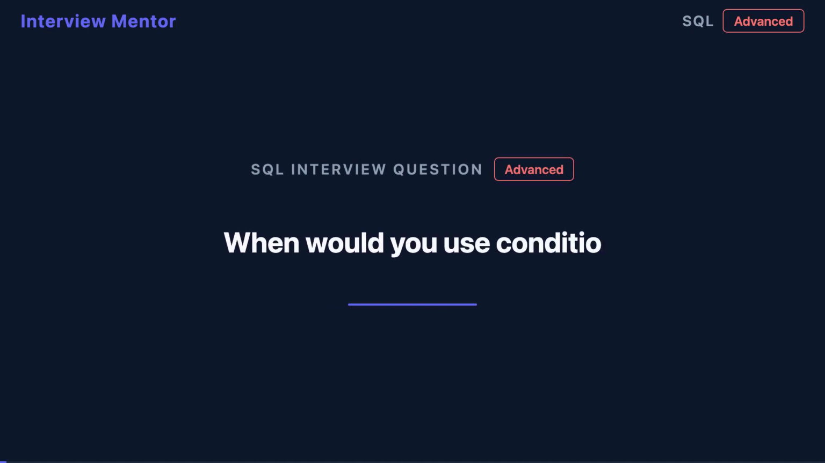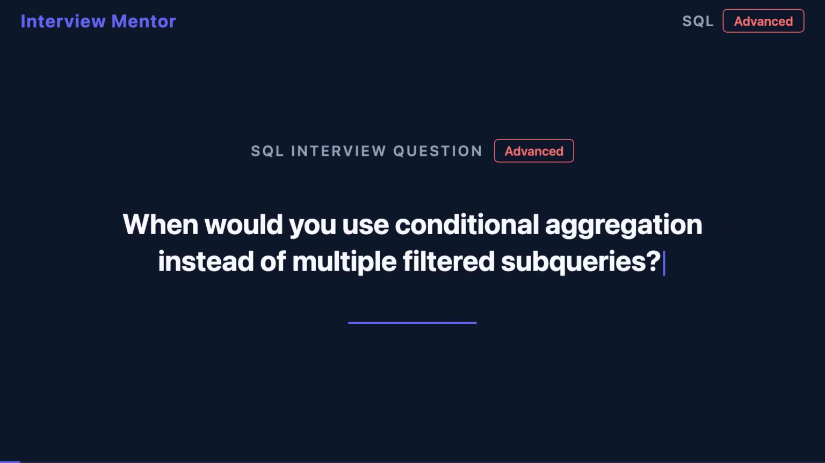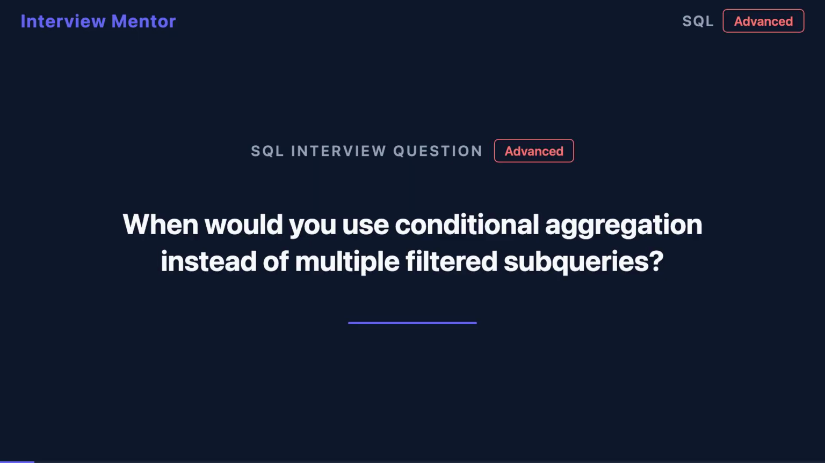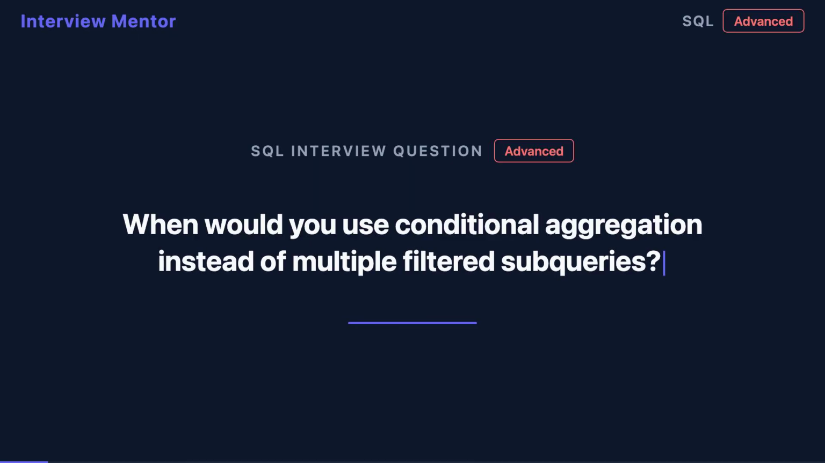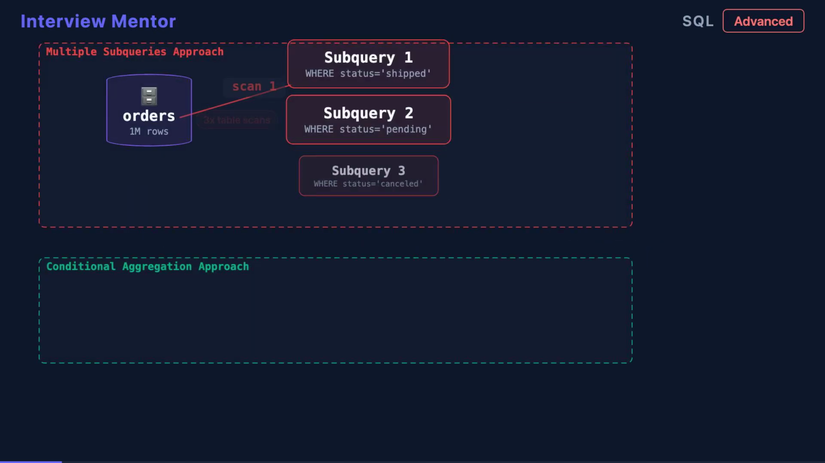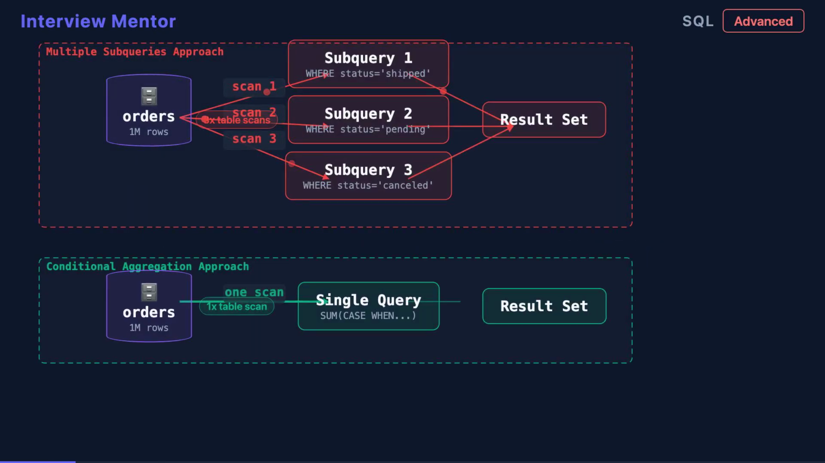You need counts for 5 different conditions from the same million-row orders table. Writing 5 subqueries? You just made your database scan that table 5 times. There's a better way. Conditional aggregation lets you compute multiple aggregates in a single pass over your data.